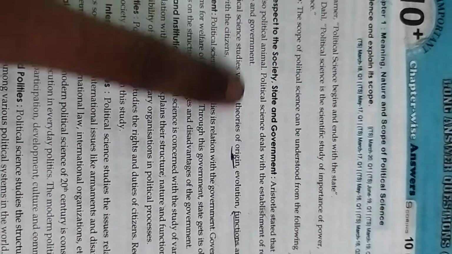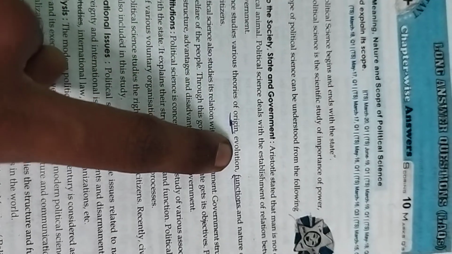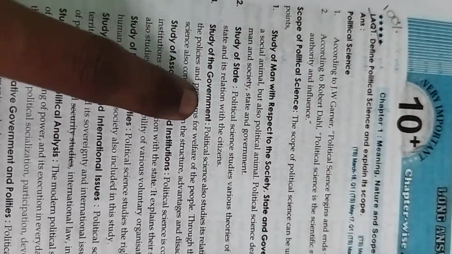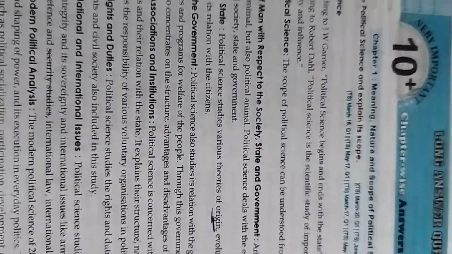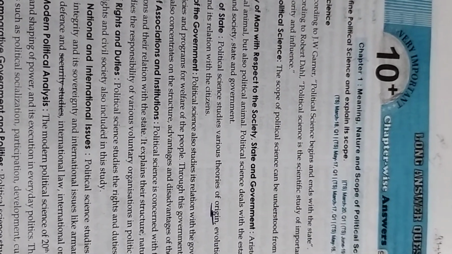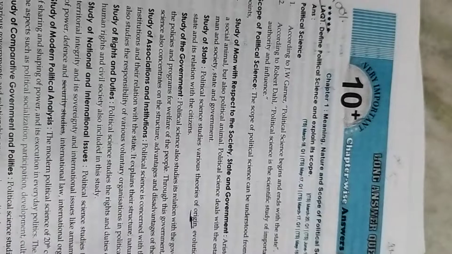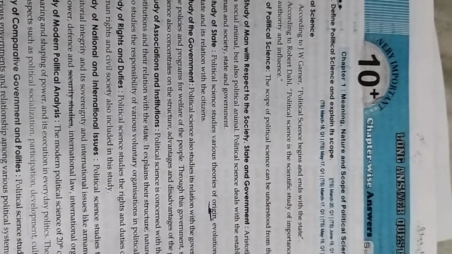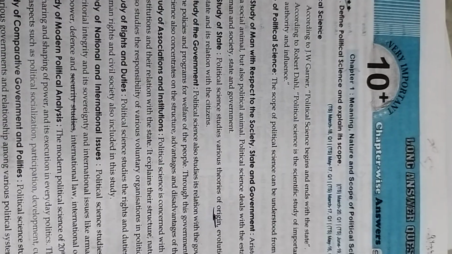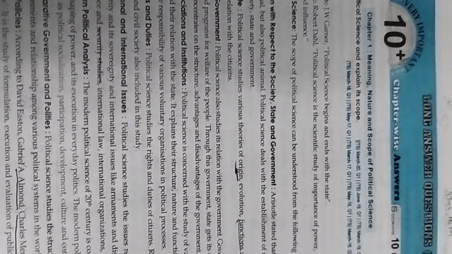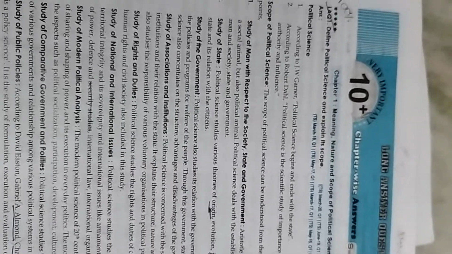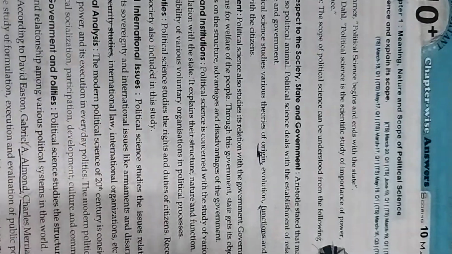Political science studies various theories of origin, evolution, function and nature of the state and its relation with the citizens. In this point, he mentioned that political science studies various theories, for example evolution, function, nature of the state and relation with the citizens. Next, study of government. Political science also studies relation with government.